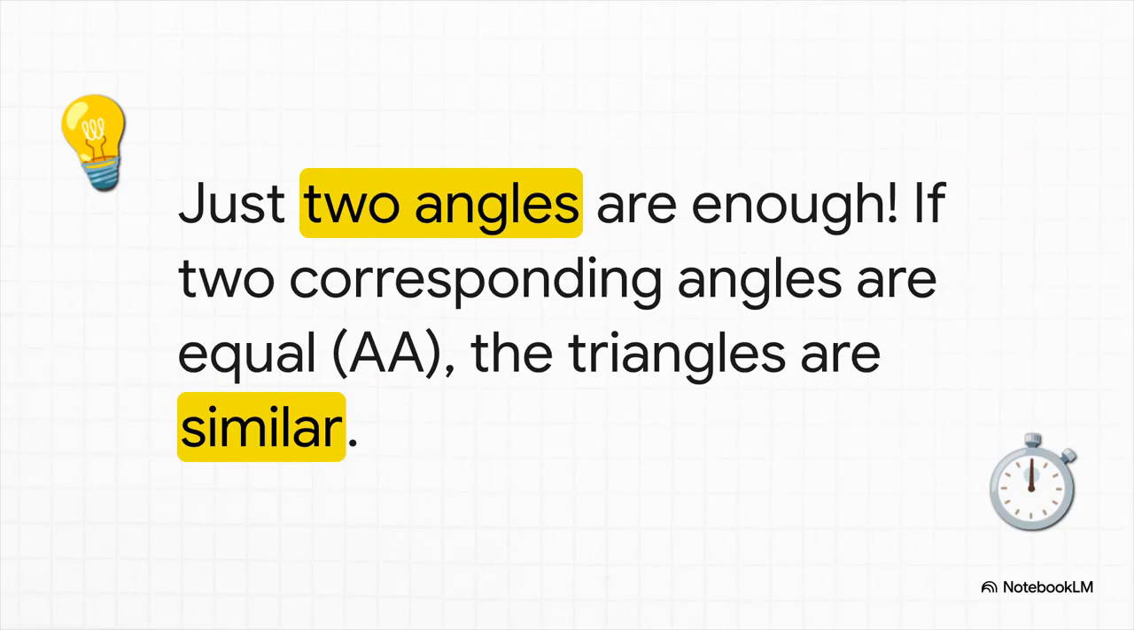And now for a pro tip that's going to save you so much time in your exam. You don't even need to check all 3 angles. If you can just prove that 2 corresponding angles are equal, we call this the AA criterion, the third one has to be equal anyway, right? Because the total is always 180 degrees. This little shortcut is a lifesaver.